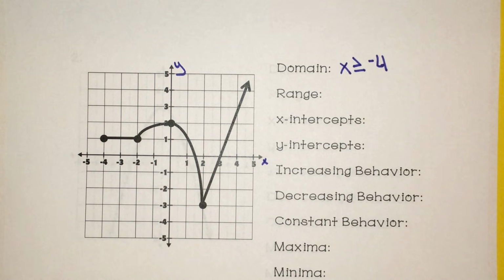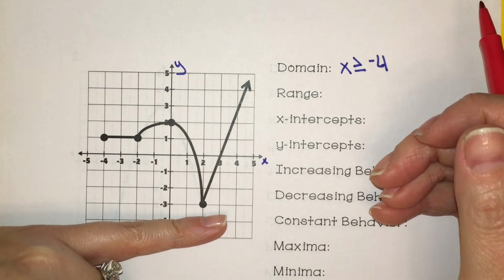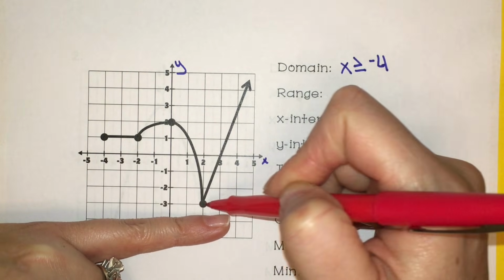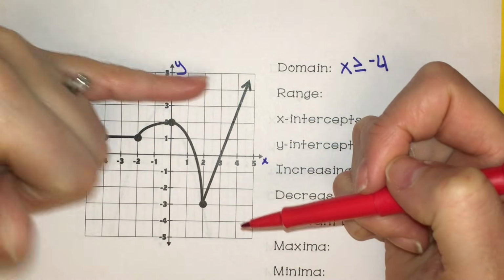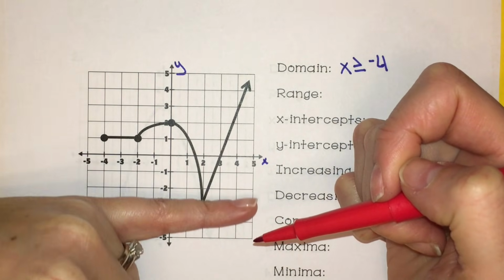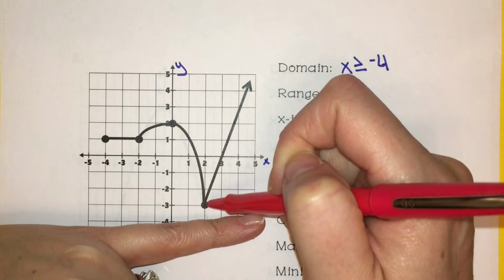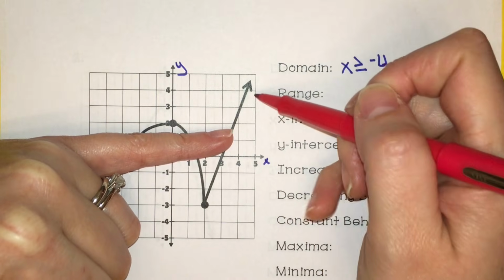All right, so then we're going to look at y for the range. Our lowest y value is down here. I'm looking at the y-axis, so I'm kind of looking this way. What's happening to my graph? My graph's never going to go below this point. And I go up. Well, this part of the graph doesn't go higher, but this part does.